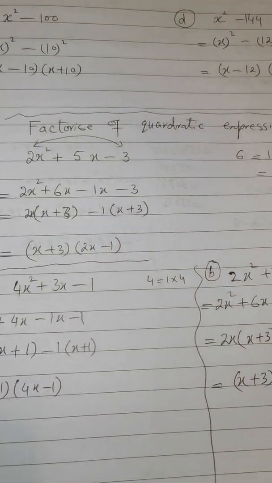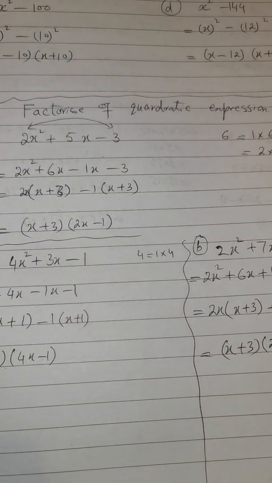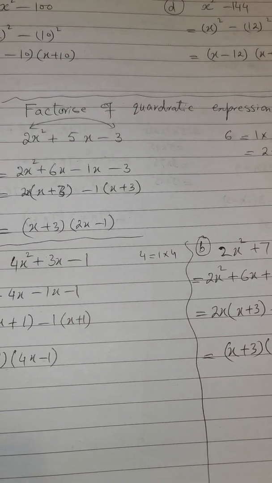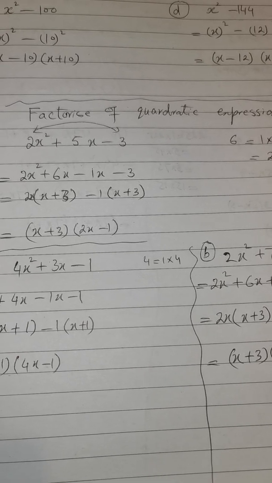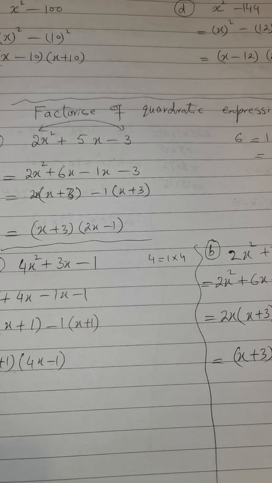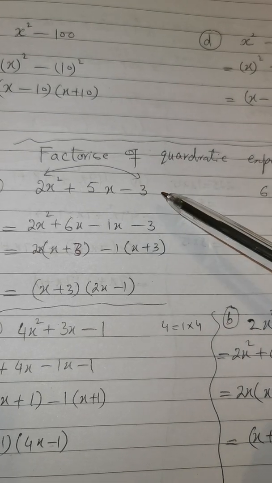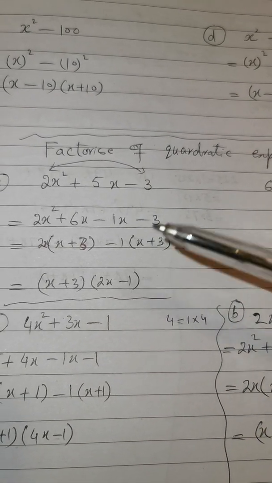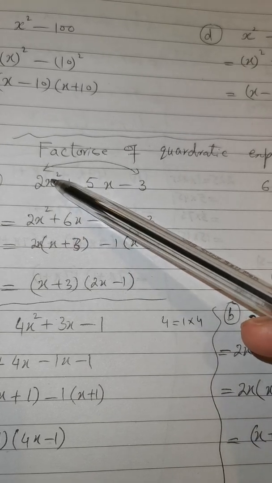Next is, if we have to factorize a quadratic expression where the coefficient of x square is not 1, but something else, like 2, 3, 4, or any other constant. What we will do is the same thing we did in the previous questions with the coefficient of 1 here.